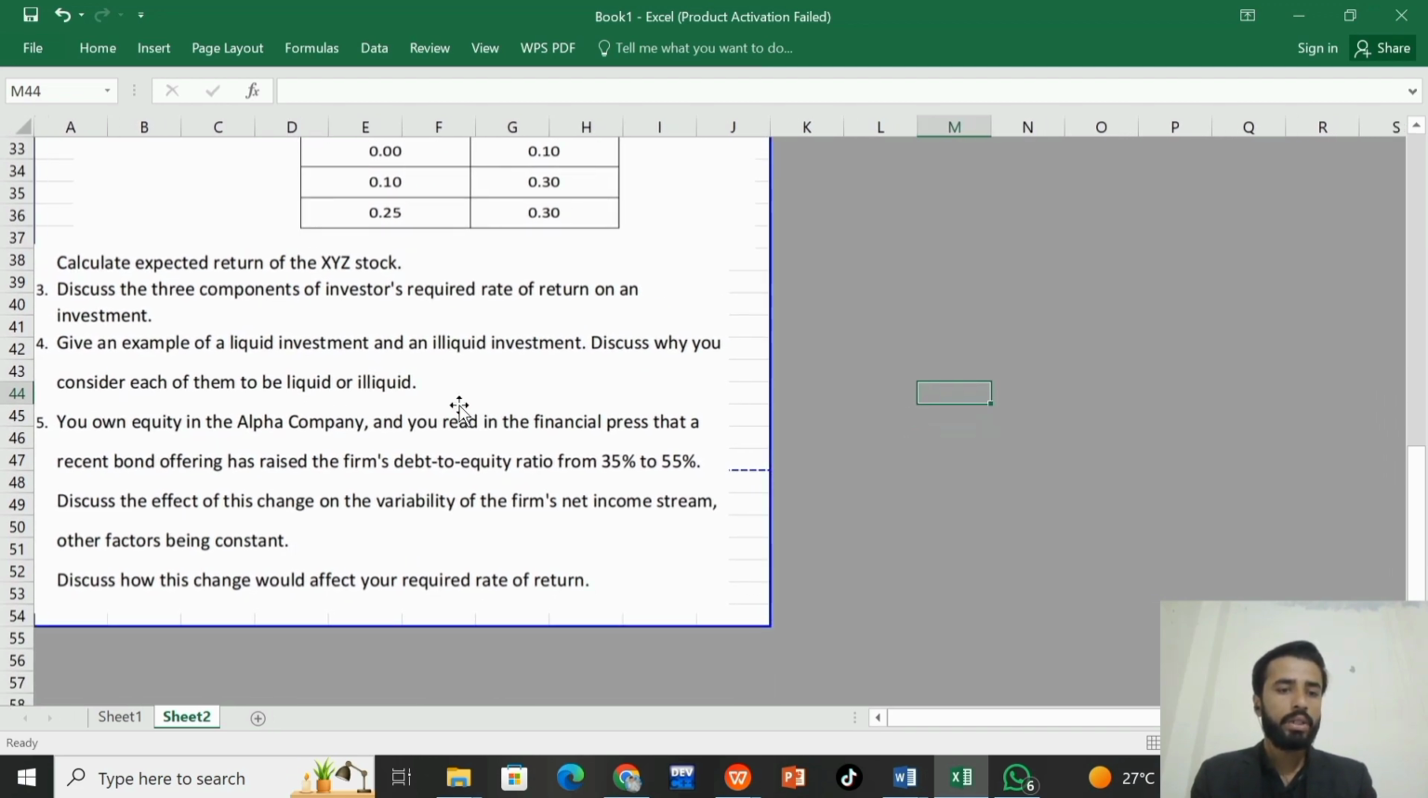In the last question, number 5, we have a question that you own equity in Alpha company and you read in the financial press that a recent bond offering raised the firm's debt to equity ratio from 35 to 55%. Discuss the effect of the change on the variability of the firm's net income stream, other factors being constant. Discuss how this change would affect your required rate of return.